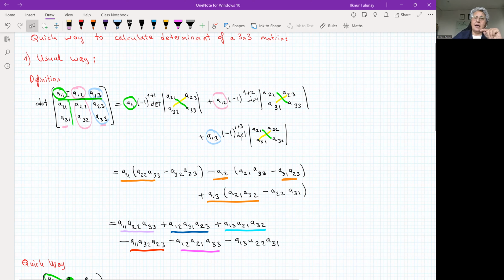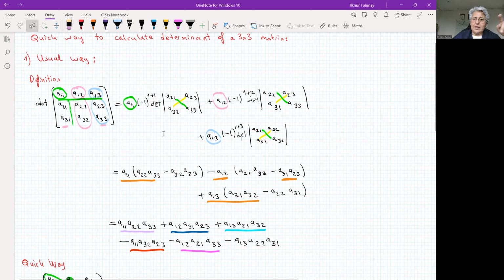Then I need to think about this element, which is A12, and -1 to the power of the position. The position is first row, second column. This is why I have 1 plus 2 here. And then the determinant, when I am removing the first row and second column, of whatever is left as a minor matrix. That is A21, A31, A23, A33. Remove from your eyes this one and this one. And then we need to calculate the determinant of that one.